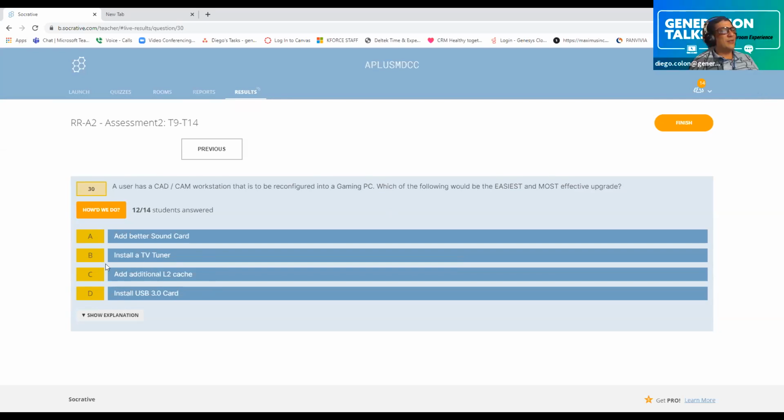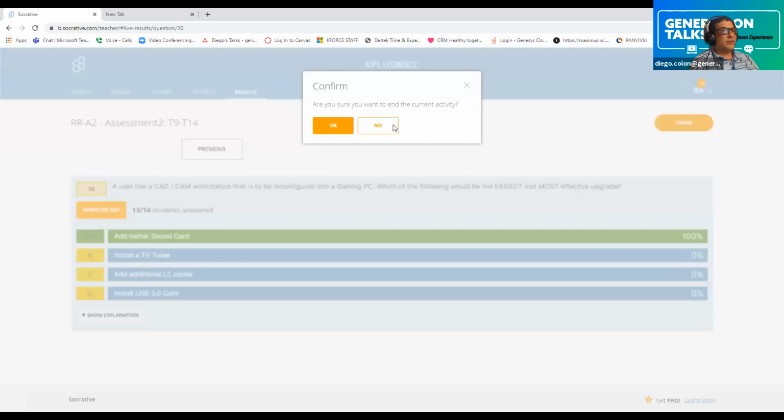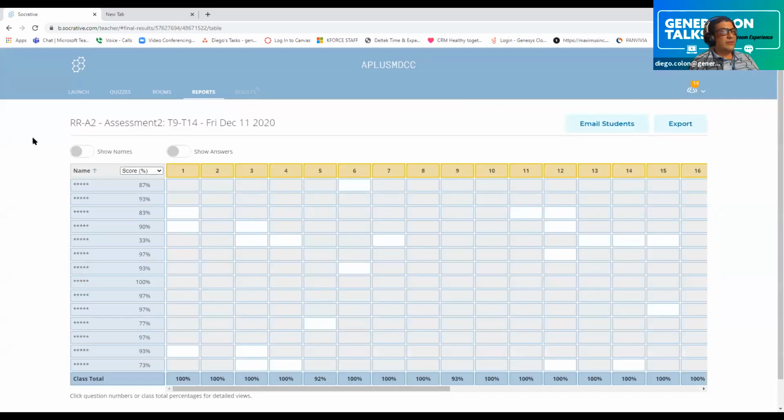Well, this was like a throw me a bone. This was too easy. Definitely add a better sound card, right? Because this one's got a bunch of stuff already. It's an AutoCAD machine. It's got everything else, and the only thing you really need is a sound card, because the sound card that it has is probably the default.